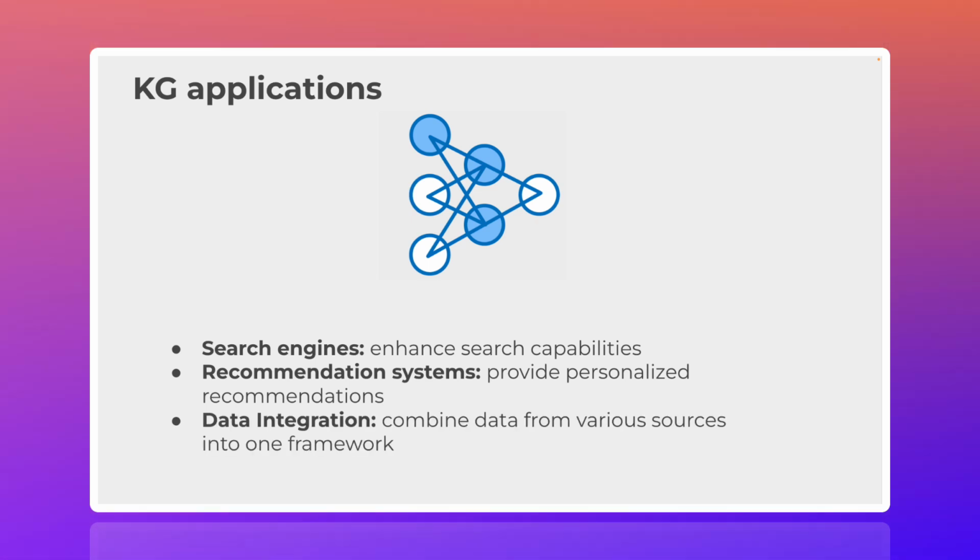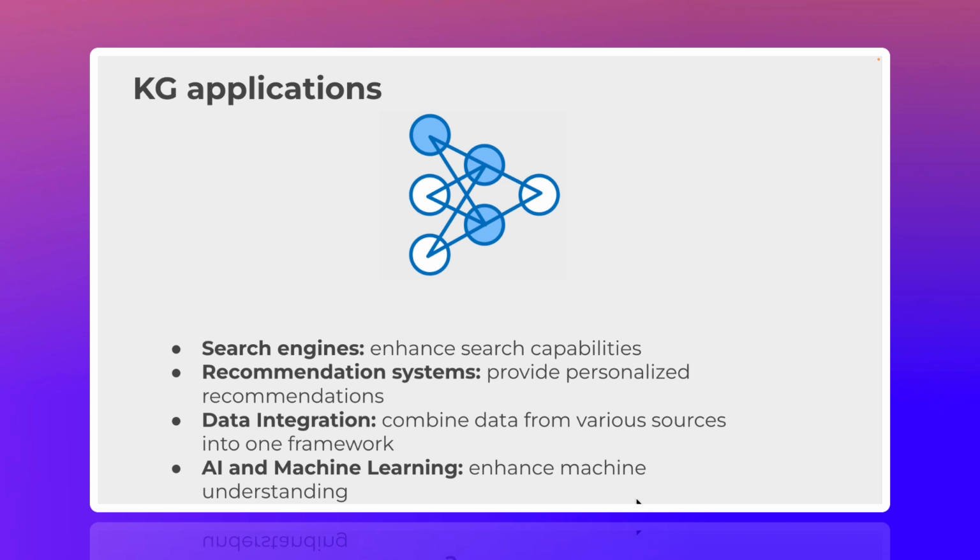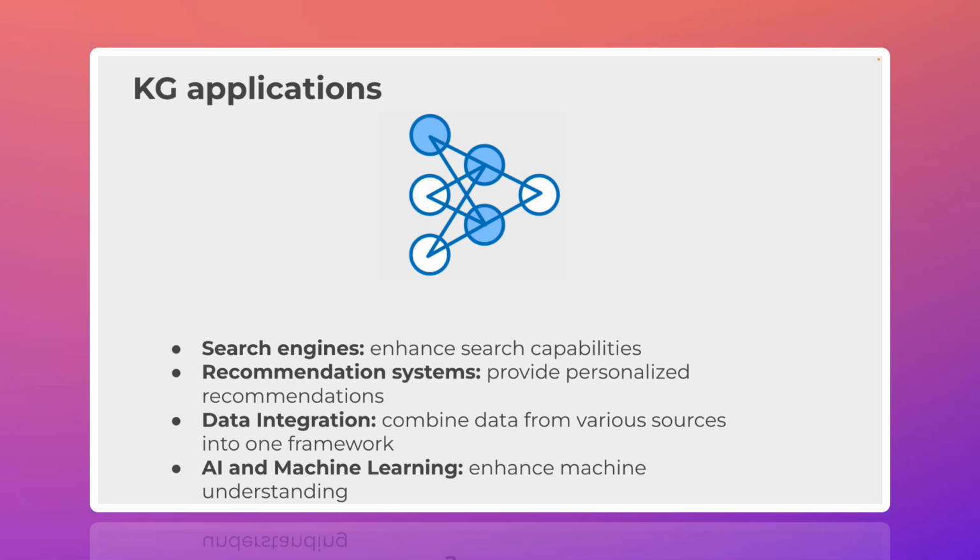As an example, data integration, because here we can combine data from different sources into one unified framework, which enables more effective analysis and also decision making. And as you know, in AI and machine learning, because of enhanced machine understanding and also reasoning by providing structured knowledge. So it's all about structured knowledge. It's all about traversing quickly to find meaningful relationships between those nodes, which incidentally represent information.